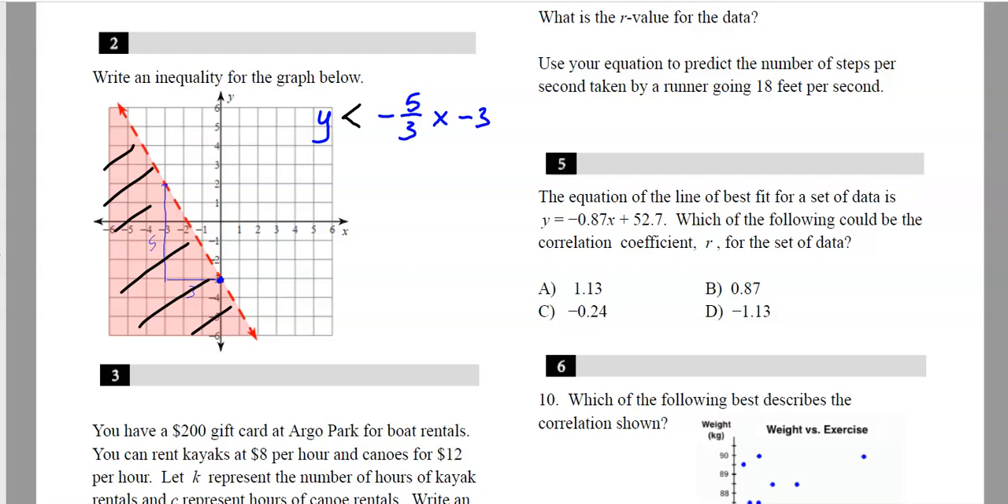And since it's a dotted line, I don't put the equal to bar. But I could also just try a test point to check it out. I can put 0, 0 in there, and I get 0 less than -3.